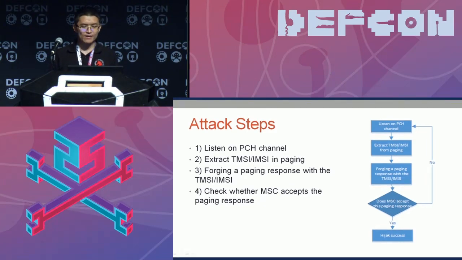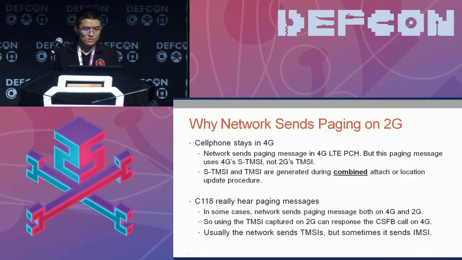So in this attack, we pick the victim randomly. So we call this method random hijack. In the random hijack exploitation, the attacker listens on the 2G paging channel, extracts the TMSI from the paging request, and then forges and sends the paging response constantly.